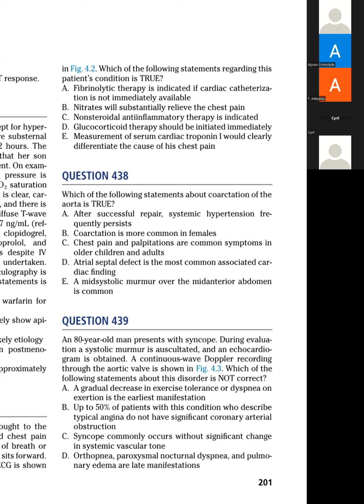Then I think option E, sorry. I think the murmur is the one that is heard in the back. Coarctation of the aorta murmur, I think you hear it at the back of the patient. So that rules out E.